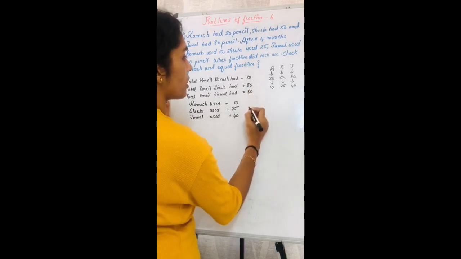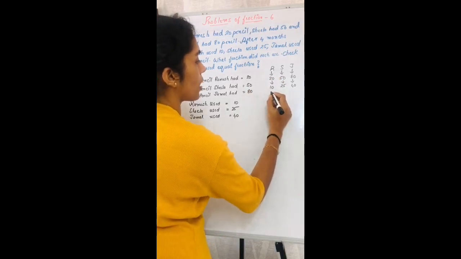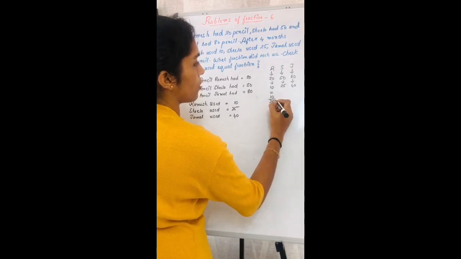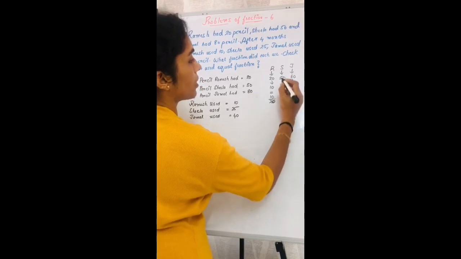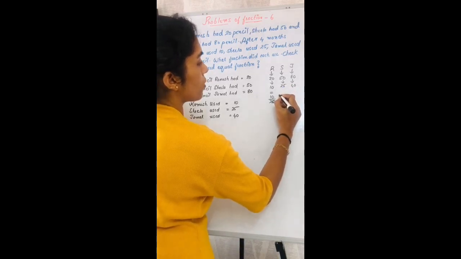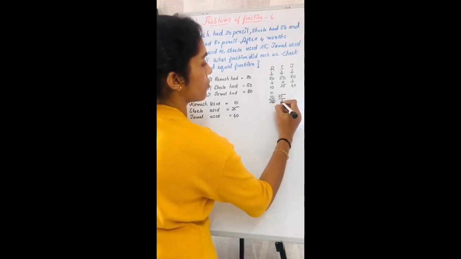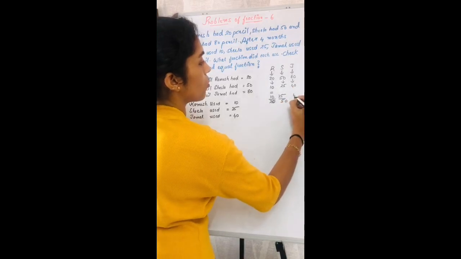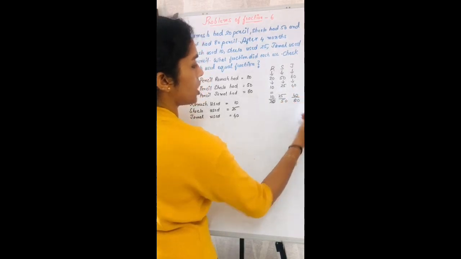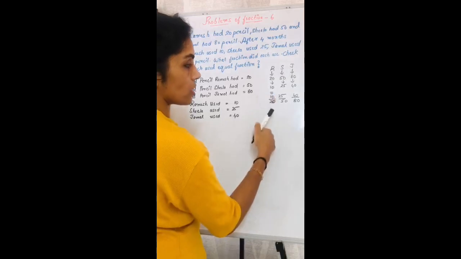So now let's find the fraction of this. The fraction you get here is 10 by 20, sorry, and here 25 by 50. Here you get 40 by 80. So now you got the fractions, right?